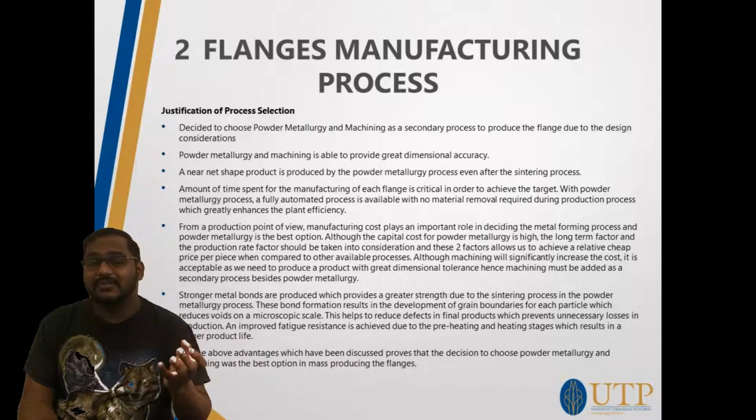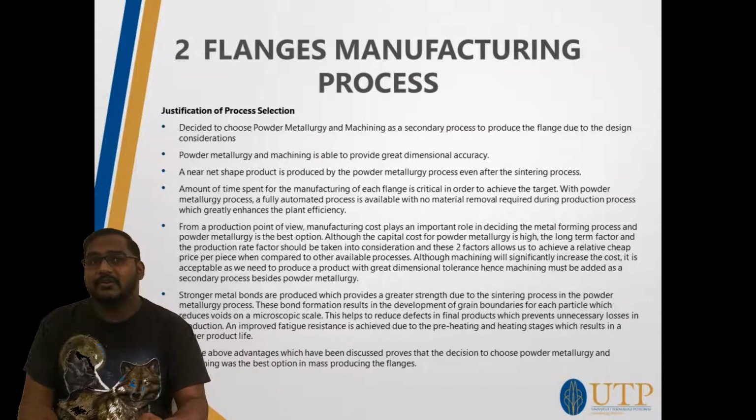In order to produce 50,000 units as our target, we should consider 24-hour continuous shifts with 6 working days in 1 week, which averages to about 87 units per hour, making it a large volume manufacturing process. So the time spent manufacturing each flange is critical in order to achieve the target. From a production point of view, manufacturing cost plays an important role in deciding the metal forming process, and based on the requirement of mass production to achieve the target, powder metallurgy was the best option.